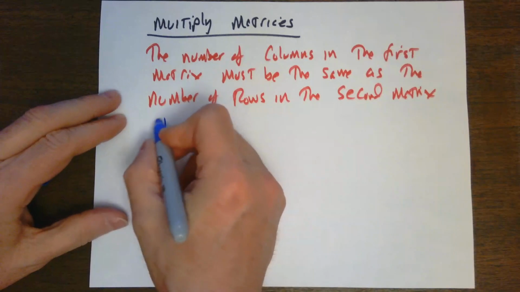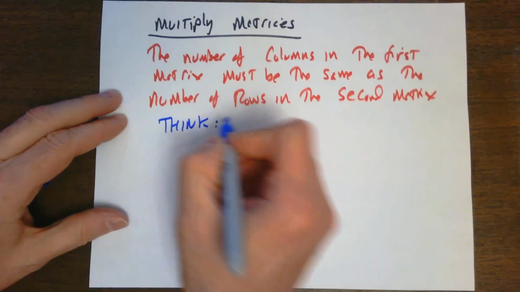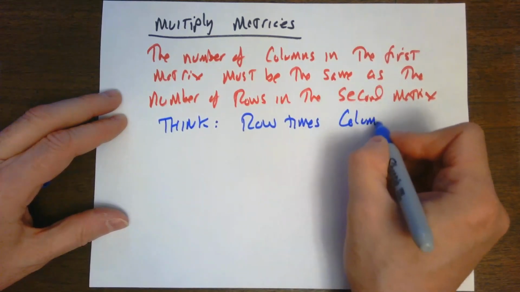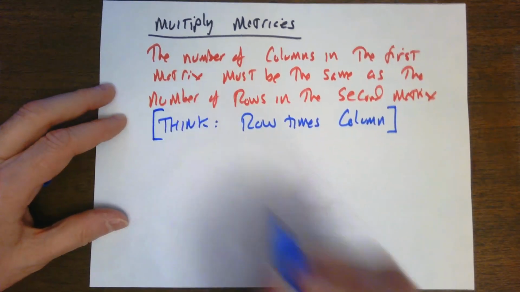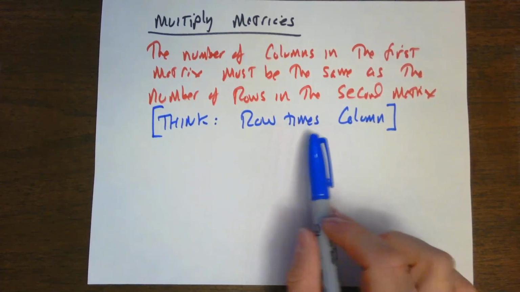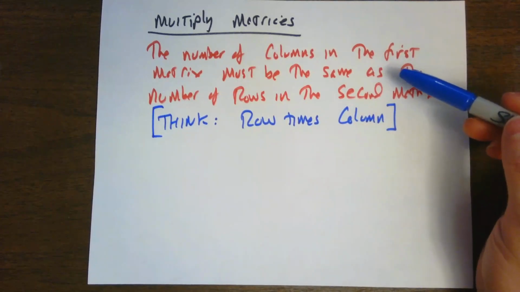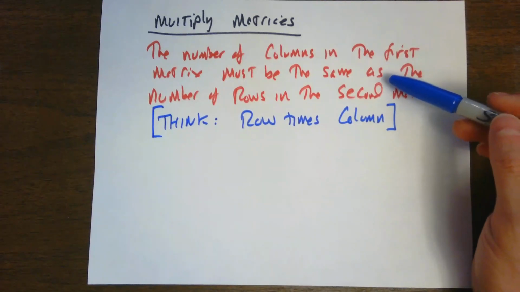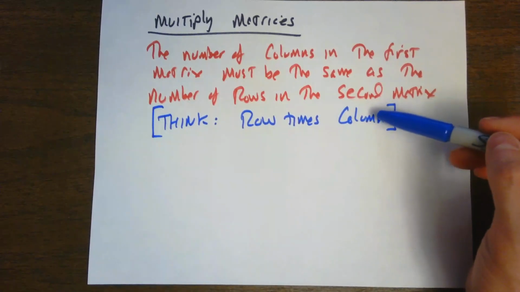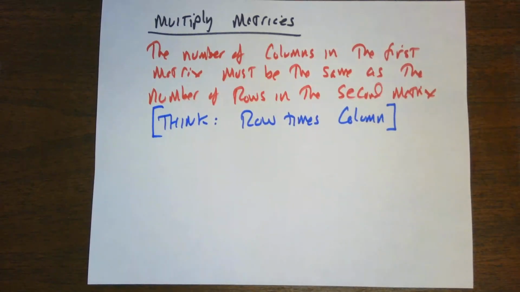And the hint for multiplying together is this. Think row times column. So that probably doesn't make any sense right now. What on earth am I saying here? What does that mean? Well, as we start getting into an example, this will make sense. And this is the key. This is the rule. The number of columns in the first matrix has to be the same as the number of rows in the second. Otherwise, you can't multiply them. And this is really the shortcut, the key idea, and how we actually multiply matrices together.